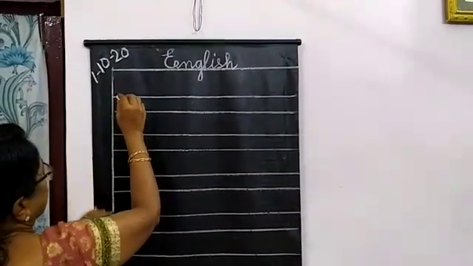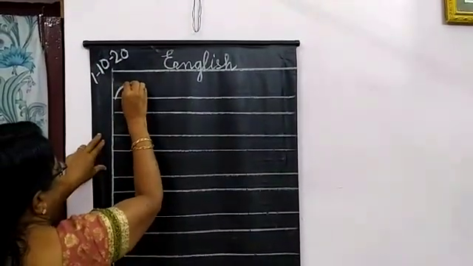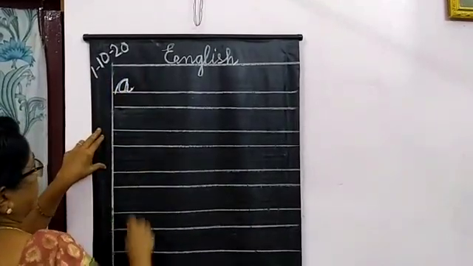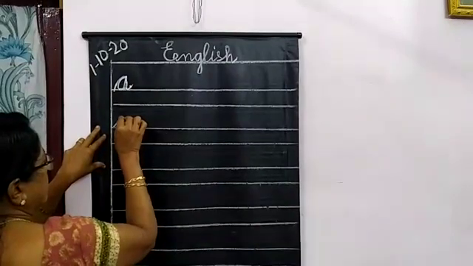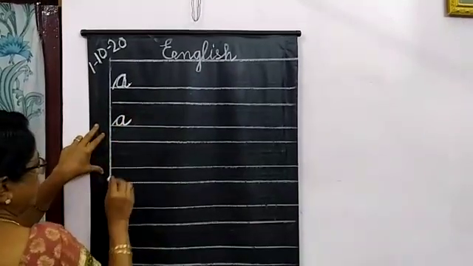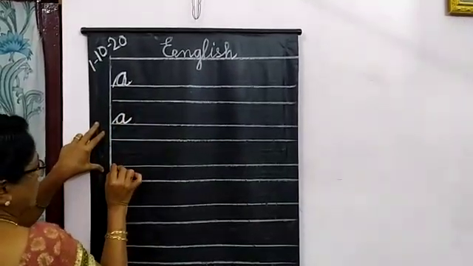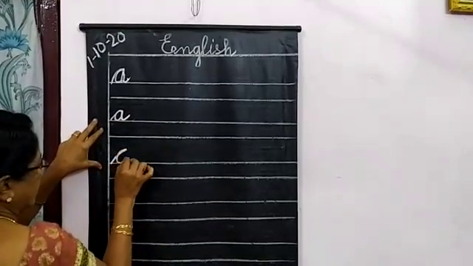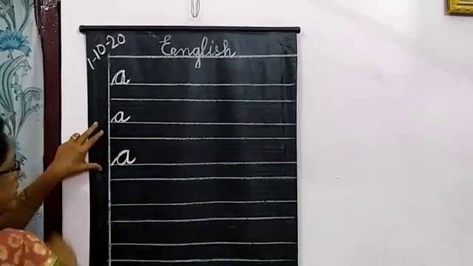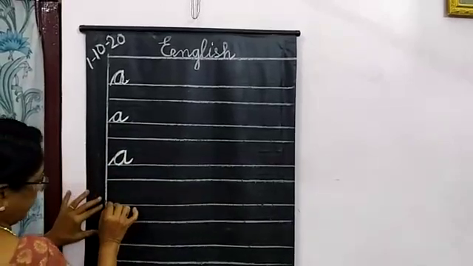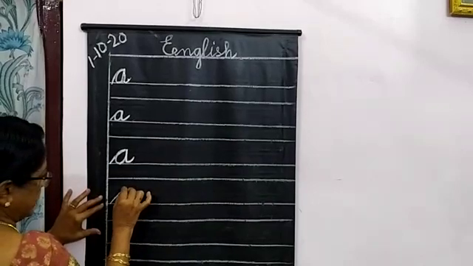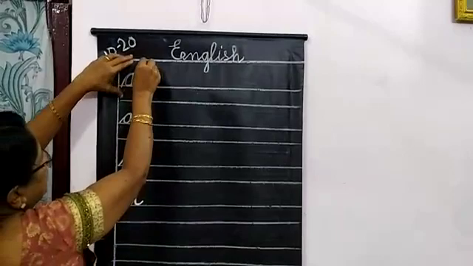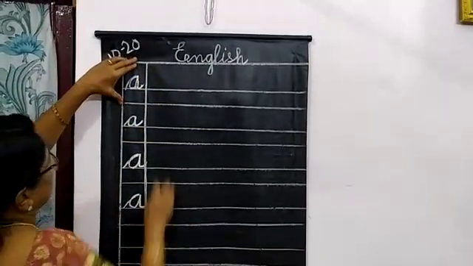I am going to write small letter A. From down, A. This we have already learned. But once again, I am showing you, leave one line only up to the middle line and come back. Always there will be a tail for the small letters. From down, go up to the middle, come back. Letter A.